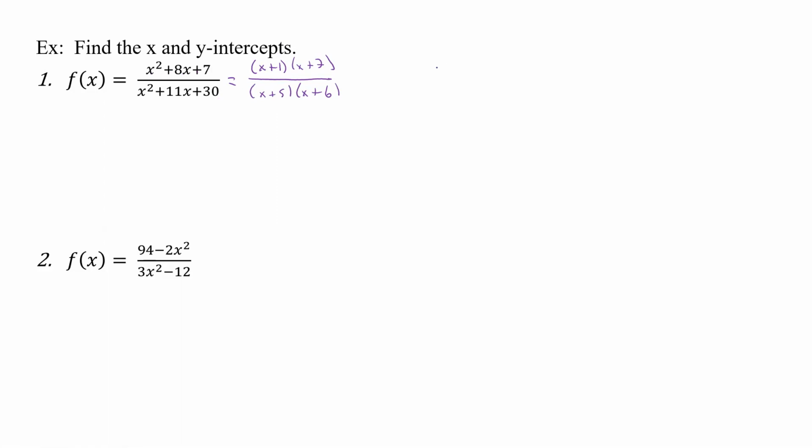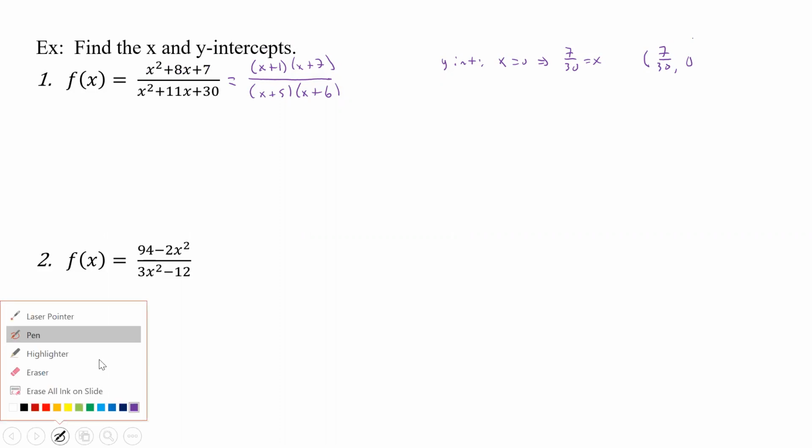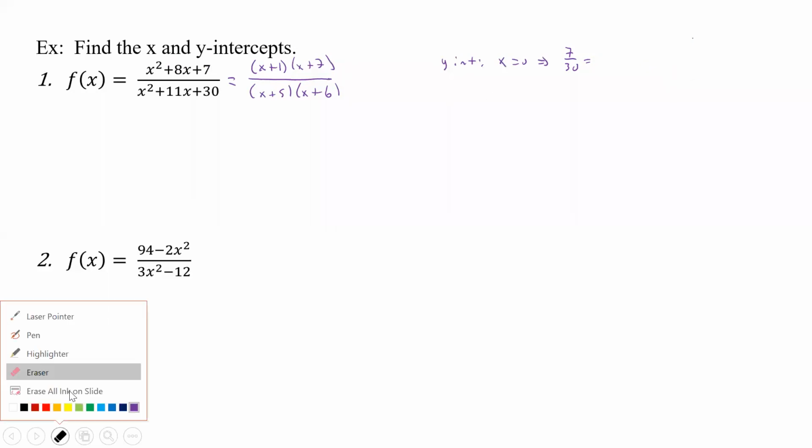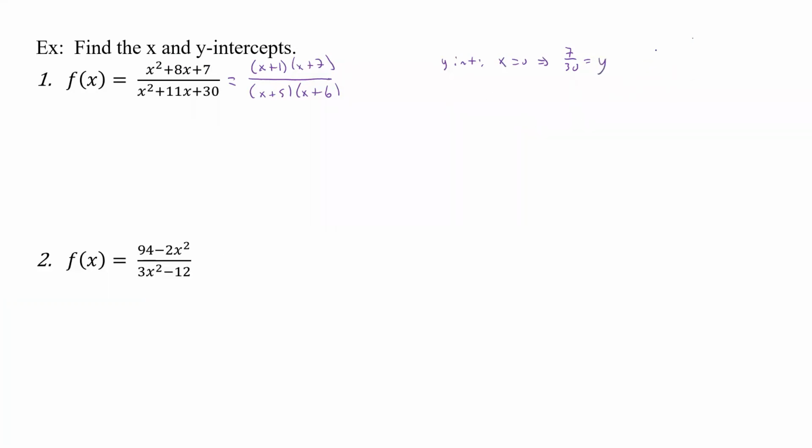All right. So if we want the y-intercept, then x equals 0, and that gives us 7 over 30 for y. And so that gives us the point 0, 7 over 30. Wait, 0 is x, sorry. What am I doing? I'm not awake. That doesn't make sense. That's going to give us y. Got to write what I mean. All right, that makes more sense.